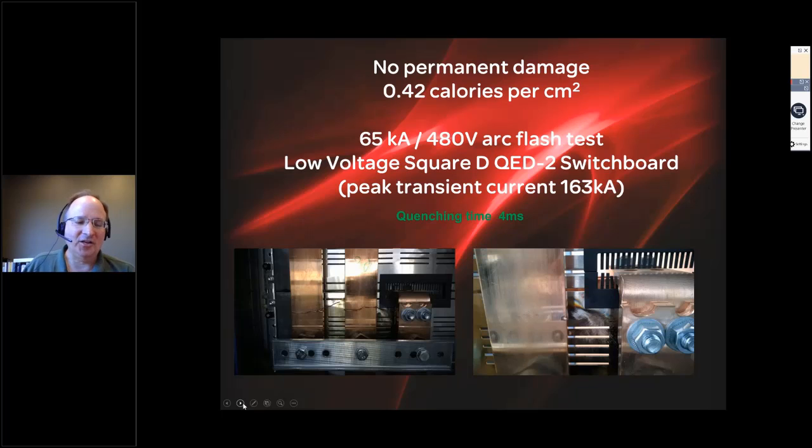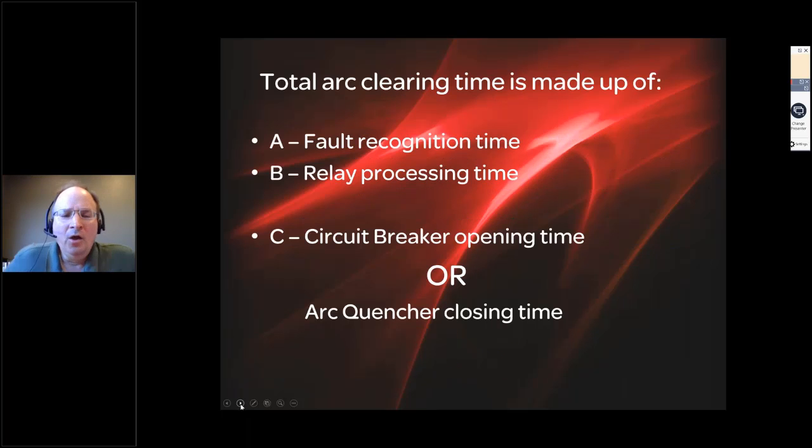Not sufficient to cause any permanent damage. Approximately 20 minutes of maintenance for cleaning, testing, and return to service. When we talk about total arc clearing time, the clearing time is made up of multiple elements.